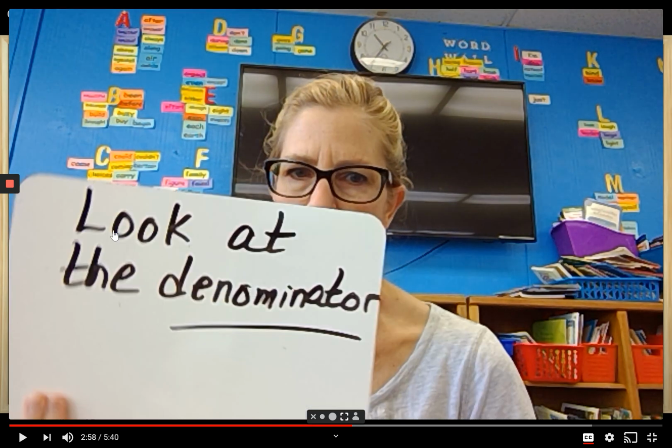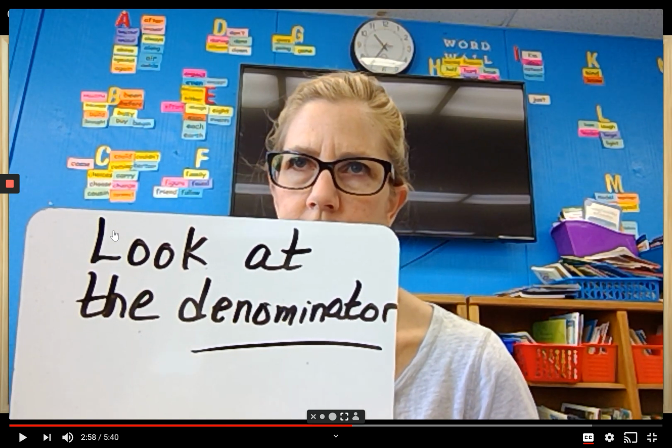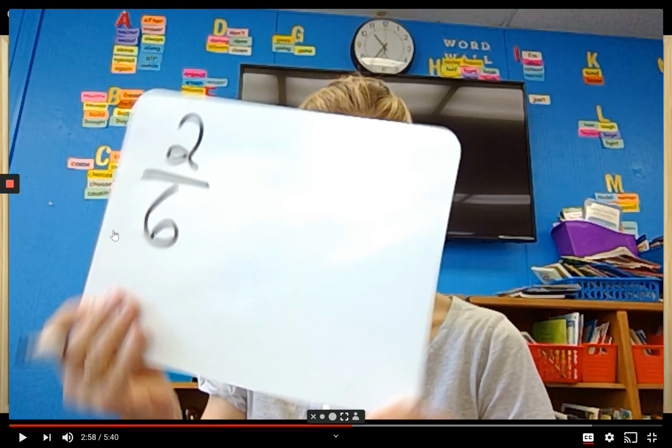Sorry. Okay, so let's do sixths. Okay, I'm going to do sixths. And what's the first thing I'm going to do after I look at my fractions? Yeah, I think I heard you say look at the denominator. Okay, so here we go. I'm going to give you two fractions. One is going to be 2/6. 2/6 greater than, less than, or equal to 4/6.